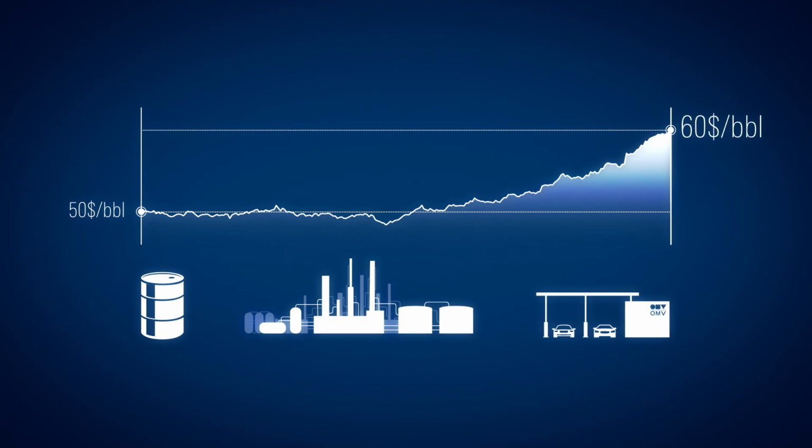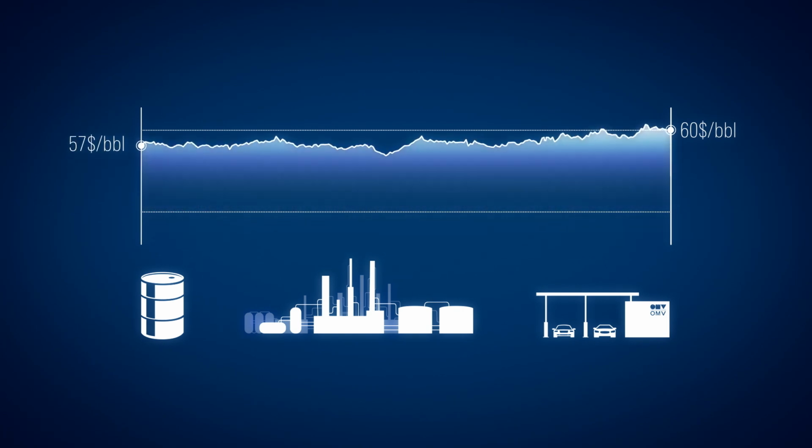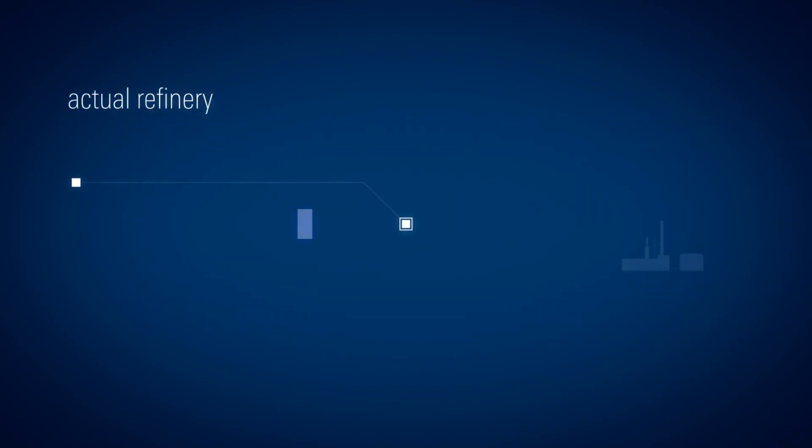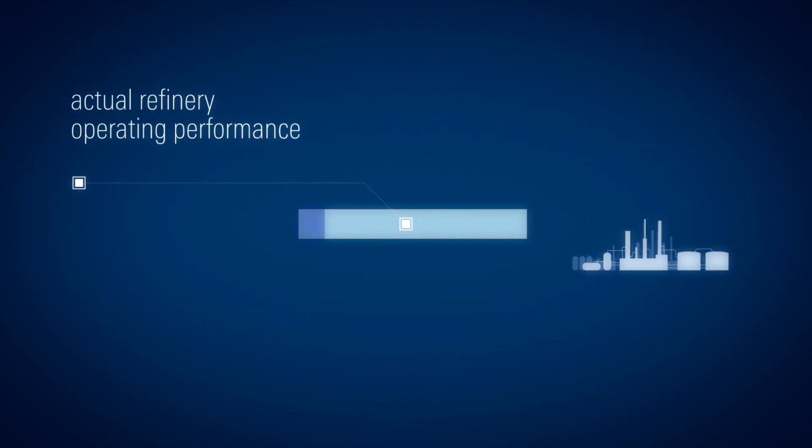The higher crude oil price has an impact on the current sales price of fuel, but the expenditure is, of course, linked to the original purchase price of crude. The CCS methodology corrects this balance by assuming that the crude oil used to obtain the fuel was bought in the current period. This is how the actual refinery operating performance is judged.